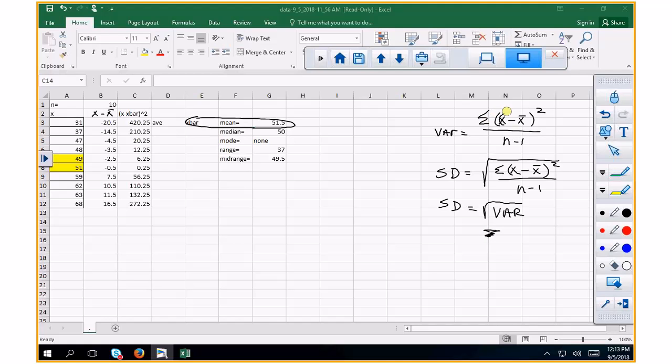So far, we've done this. We've done this. We've done this. We've done this. What's left on the numerator? That funky looking E. What's that funky looking E mean? Sum them all up. Summation. Add them all up. So I'm going to add up all of these numbers and put it right there. Add them all up.